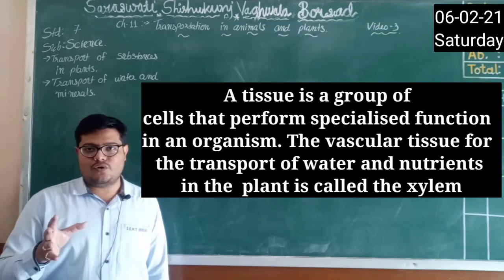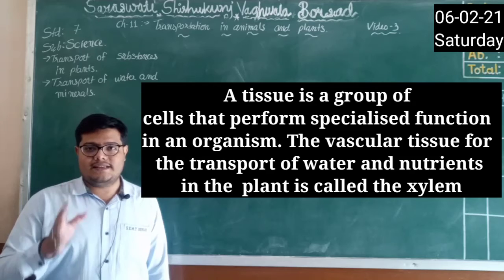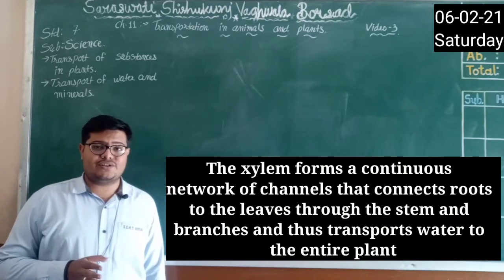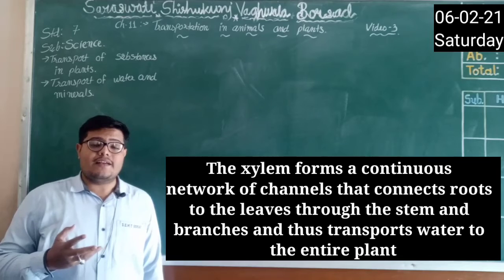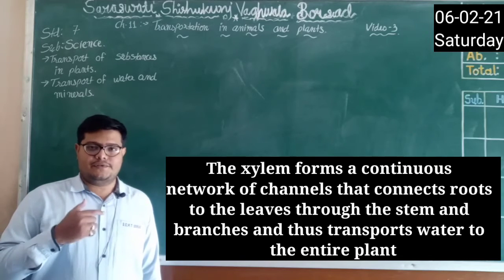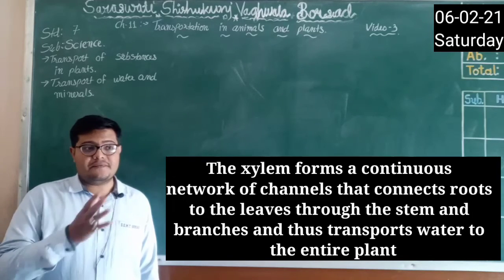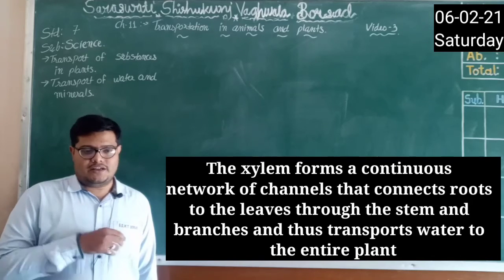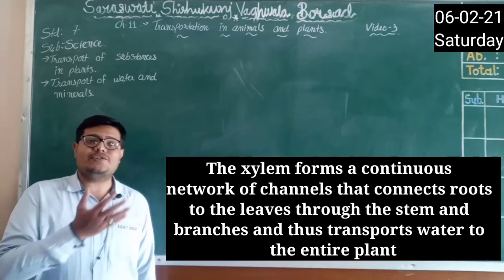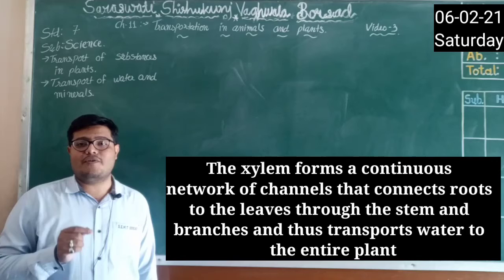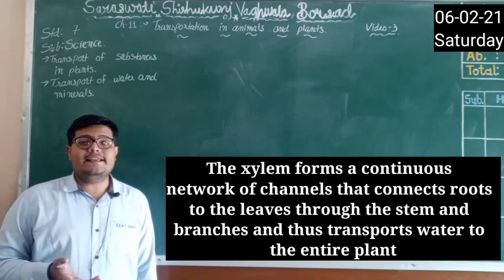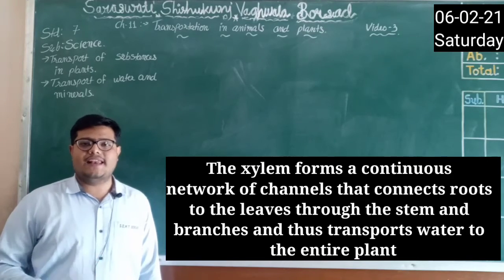And those tissues together are known as xylem. So the xylem forms a network of vessels which connect roots to the leaves and roots to different parts like branches, and each part of the plant. These roots are connected with each part using xylem vessels. So transportation of water becomes very easy using this type of xylem vessels.